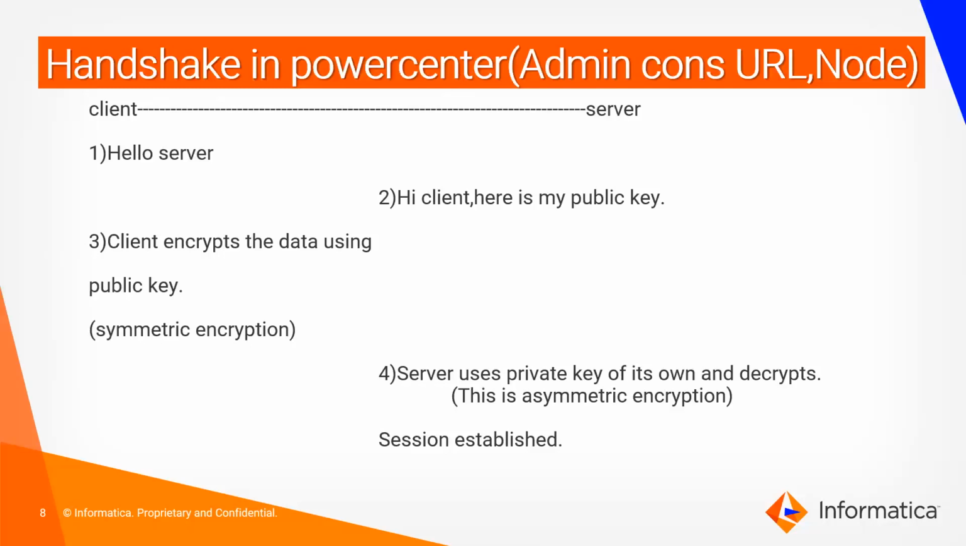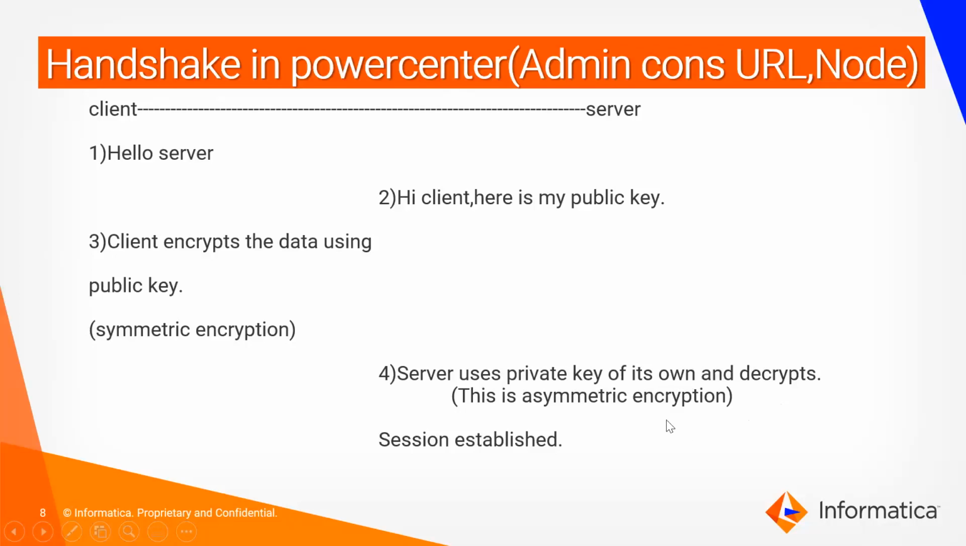So it happens interchangeably. The server and client will be on the node. Now, when it is the admin console URL, then the client will always be the browser and the server is always the PowerCenter server machine. Now, how does the handshake happen? Let's see. There is a client. It will say hello server. Now the server will say, hi client, here is my public key. That means it will send the public key. Now the client encrypts the data using the public key. That is symmetric encryption as I mentioned before, and the server uses its own private key and decrypts the data.